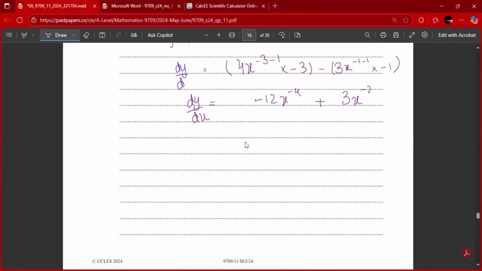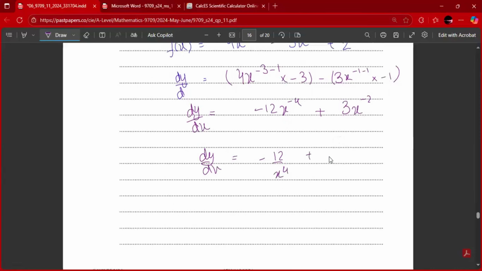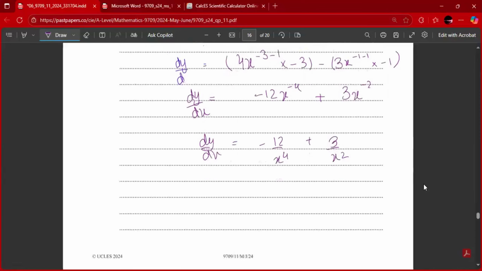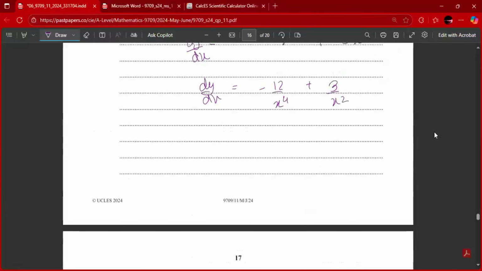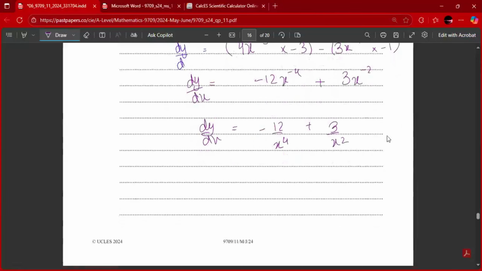Now we have the derivative. So dy over dx is equal to minus 12 over x to the power 4 plus 3 over x squared. Why does my x also look like 4? How much space do I have? I don't have space. Why am I wasting it then? This should be less than 0. So minus 12 over x to the power 4 plus 3 over x squared should be less than 0.